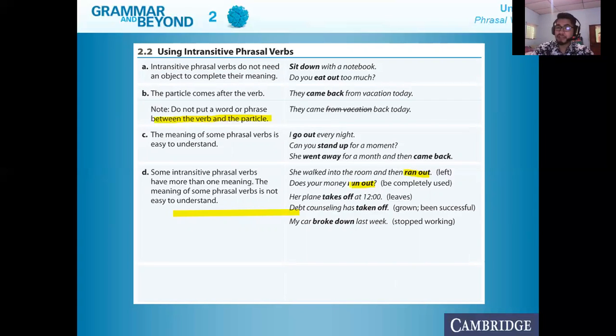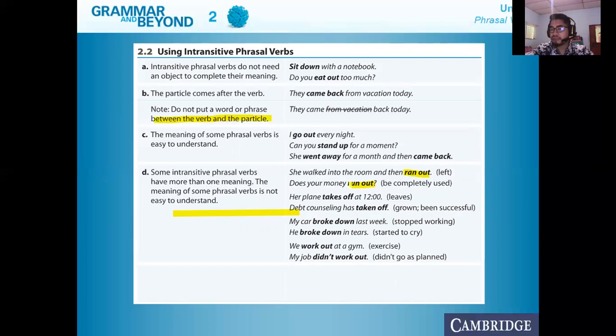"My car broke down," that means that it stopped working. It's not useful anymore. But in the case of "I broke down in tears," that means that I started to cry, I started doing a certain action. "We worked out at a gym." That means that we exercised. Remember, the verb work means to do an action that gives you a certain result. But in the case of workout, it means to do exercise.